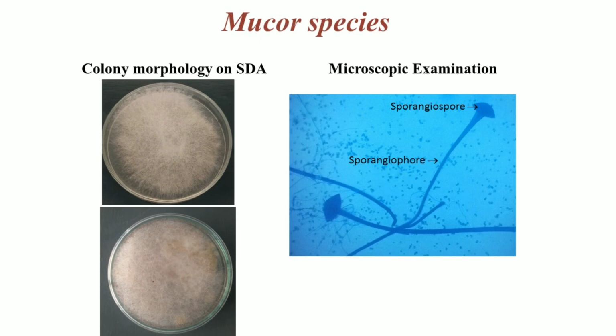Mucor species. Colonies of Mucor show rapid growth. Color of the colony usually white to grey and turn to brown when culture become old. Microscopic examination of Mucor. At the end of sporangiopore, sporangiospores are present.